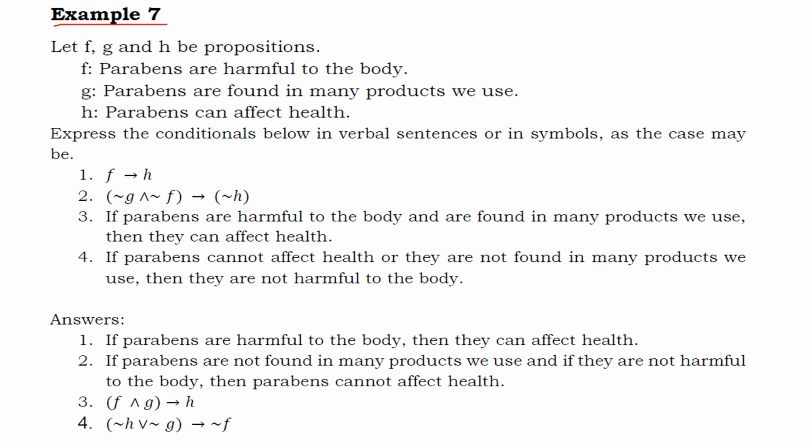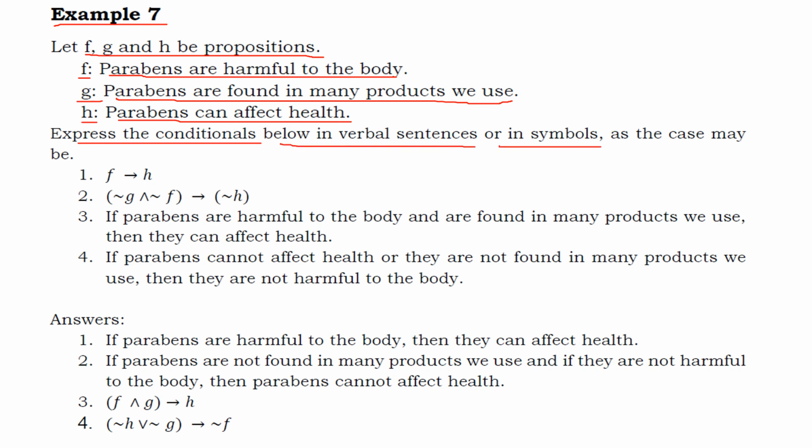For example number 7, let F, G, and H be propositions. For your F proposition, parabens are harmful to the body. For your proposition G, parabens are found in many products we use. For proposition H, parabens can affect health. We're now asked to express the conditionals below in verbal sentences or in symbols, as the case may be.